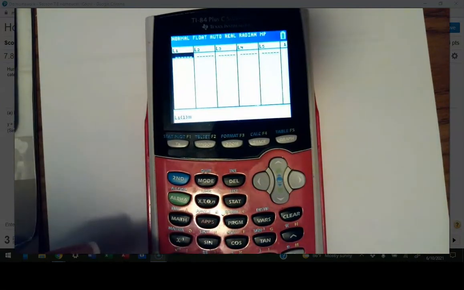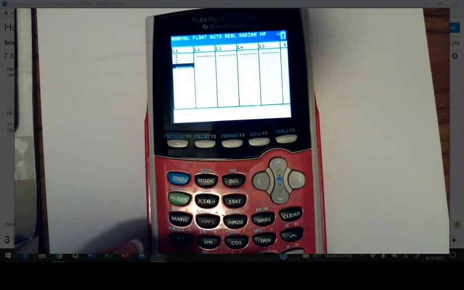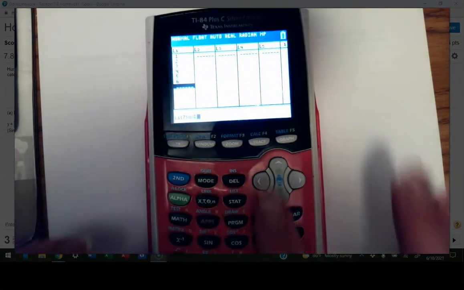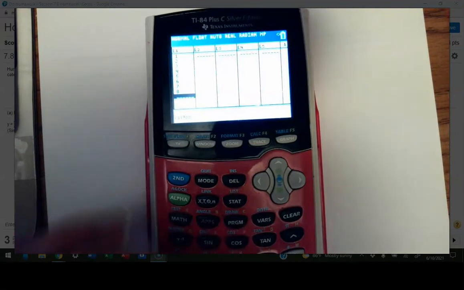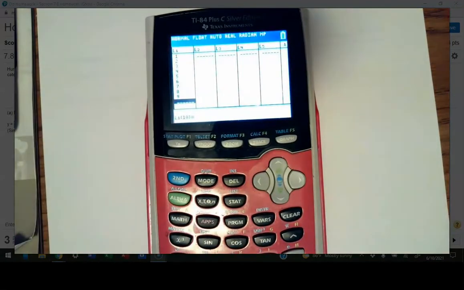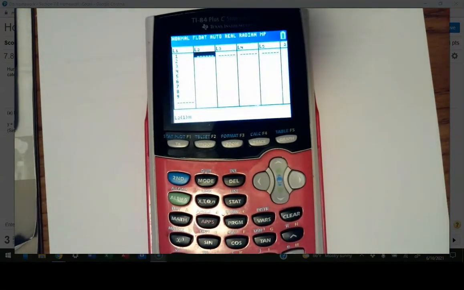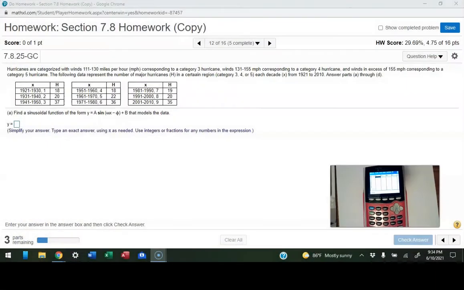So I know I had 9 values. So I'm going to do 1, 2, 3, 4, 5, 6, 7, 8, 9. And I notice I can just move from one to the other just by hitting enter. So now I'm going to go to column 2, and let me just go ahead and enter those.